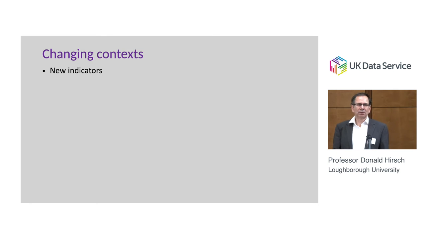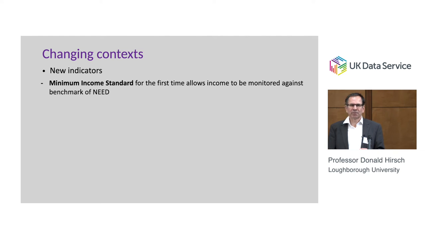And then we also, over the years, have got sort of new things that we can use as indicators and reference points. The thing which I've been most involved in is the minimum income standard. It's not a measure of poverty, but it does allow, I think for the first time, income to be measured against genuinely a benchmark of need.